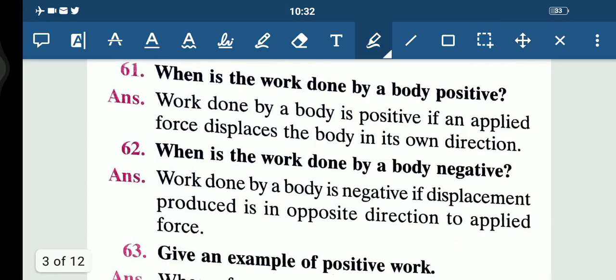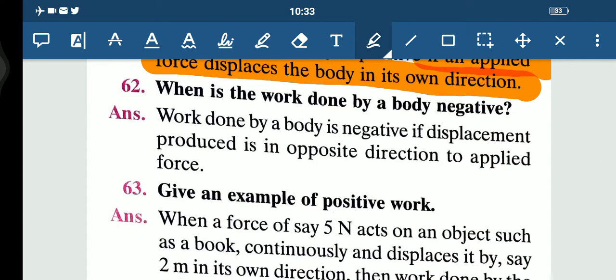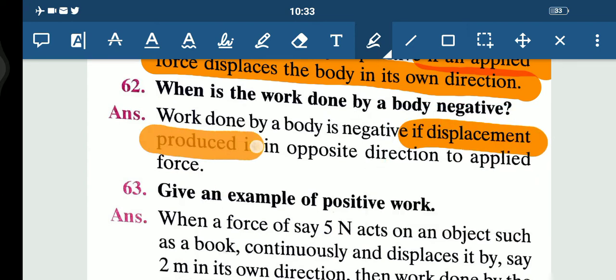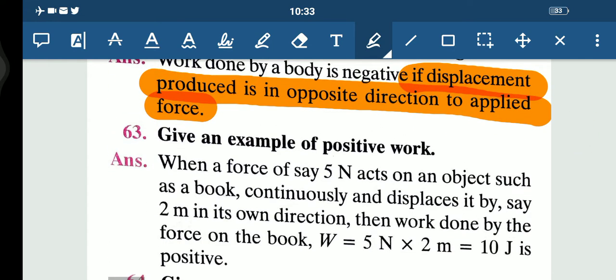Next question they are asking is, when is the work done by the body positive? I think you all know. Because if an applied force displaces the body in its own direction, the work done is positive. So when do we say that the work done is negative? If the displacement produced is in the opposite direction to the applied force. So in this situation we say that work done is negative.